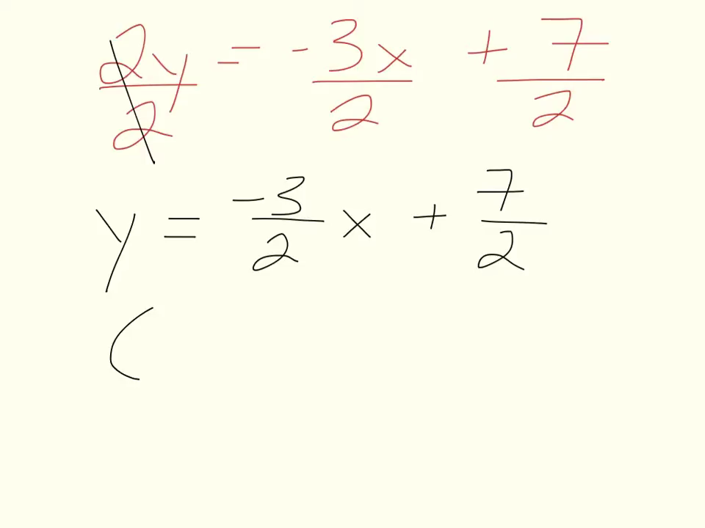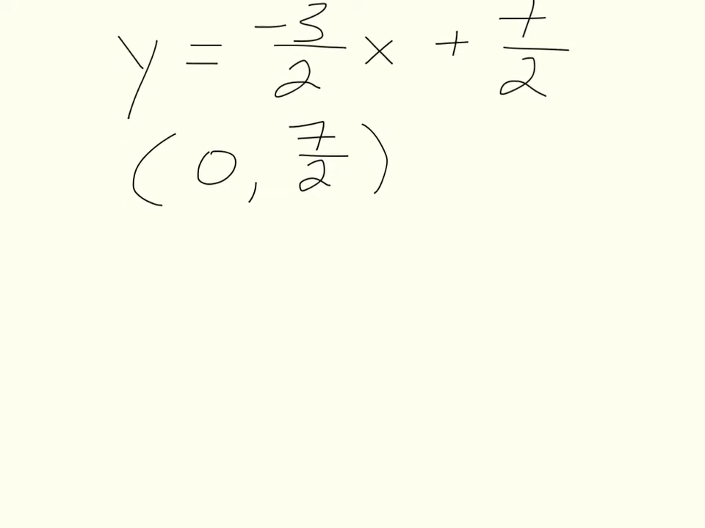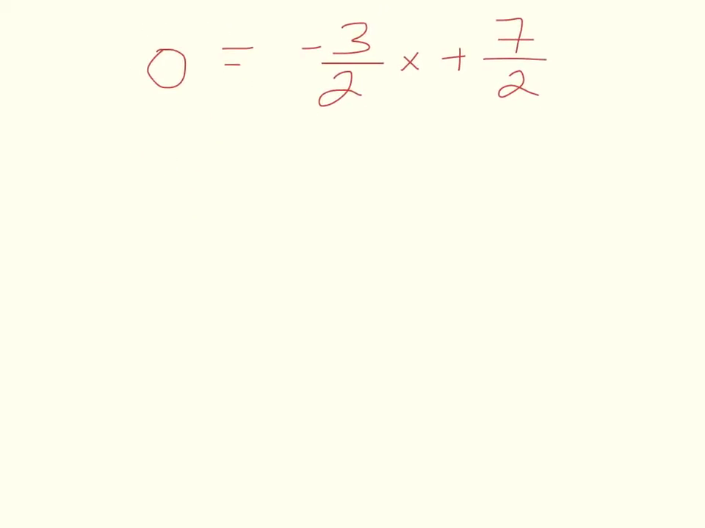So my slope here is -3/2 and my y-intercept is 7/2. If you wanted to write the y-intercept as a coordinate, it would be 0, 7 halves. The x is 0 in this case. Okay, to find the x-intercept, we are just going to replace the y with 0. So it's 0 equals negative 3 halves x plus 7 halves, just like before.